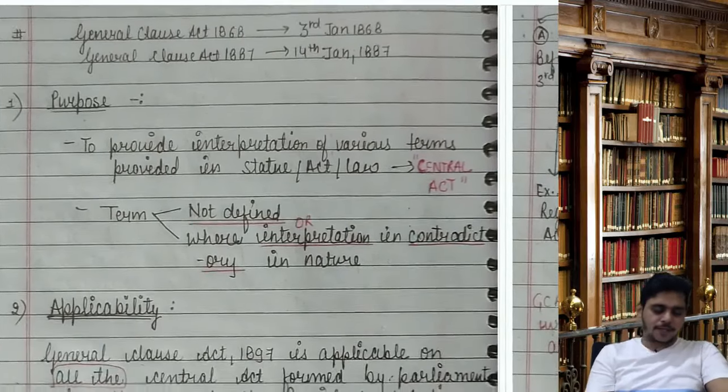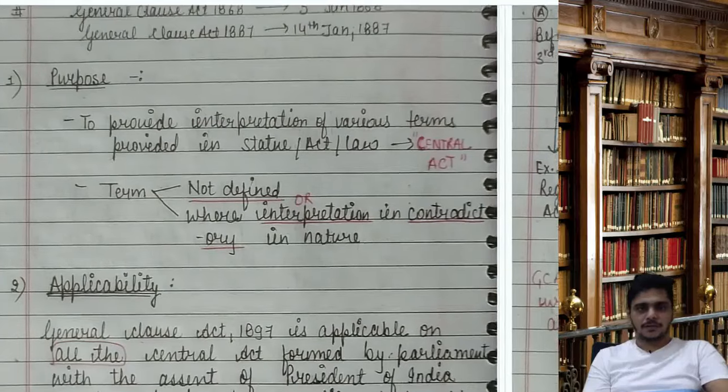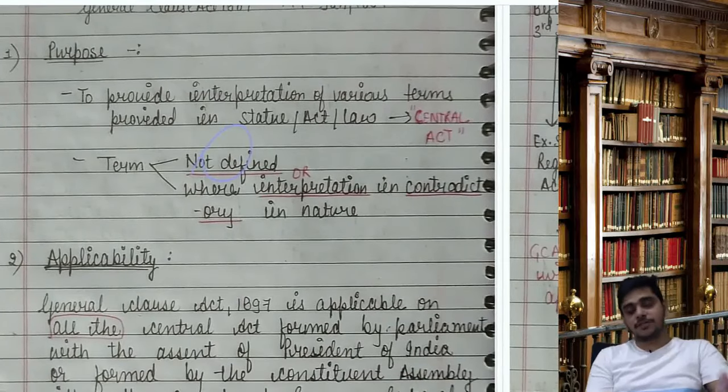Sir, what is the purpose of the act? The purpose is to provide interpretation of various terms, providing the statute, act or law, which is given in the Central Act. The terms which are not defined, or which are defined but the interpretation is contradictory. So this act will be used.